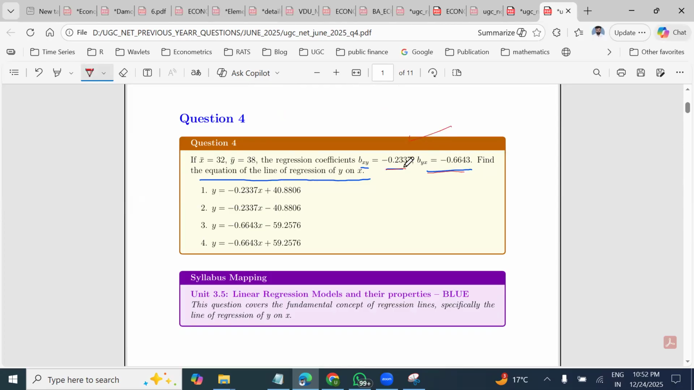So we have to see whether the line of regression is y on x or x on y. If it is y on x, then x is the independent variable. So on the left hand side y minus y bar will be there, and on the right hand side x minus x bar will be there, and we will use byx.